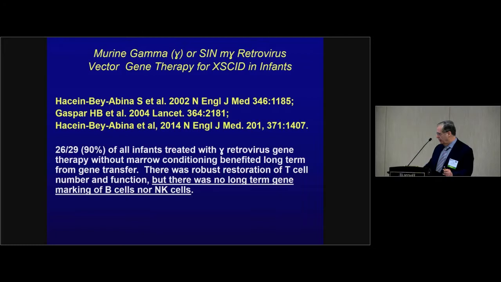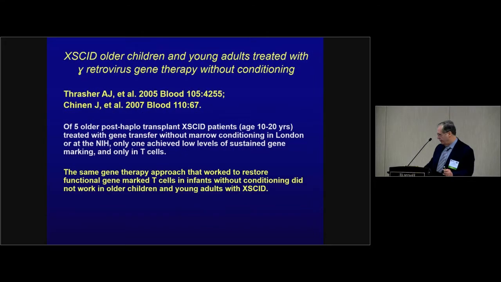And then there's other things. I won't read them all. So, just to go back to those original studies, leaving aside any discussion today of genotoxicity, if you look at this, 26 out of 29 patients who received gamma retrovirus vector without marrow conditioning benefited long-term from gene transfer, and there was robust T-cell number and function. But as I said earlier, there was no long-term gene marking of B or NK cells, and that's a critical issue here.